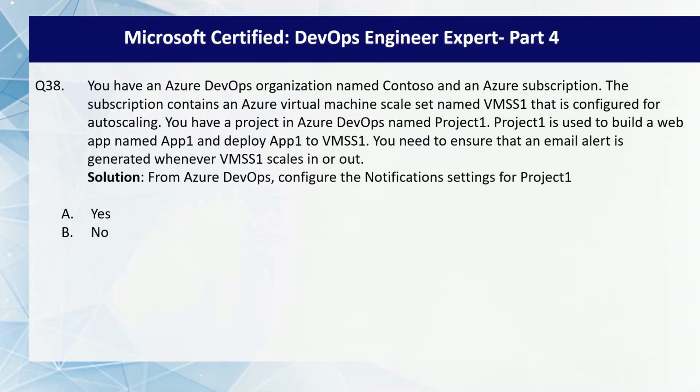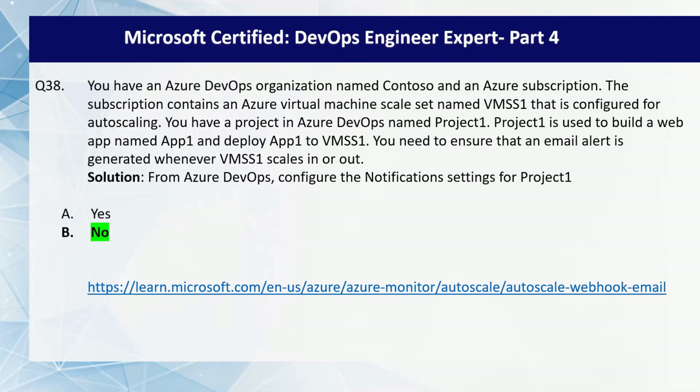And friends, this is the incorrect solution. To generate an email alert from VMSS scaling events, you need to configure an Azure Monitor alert with a condition based on autoscale actions. As always, there is a link on your screen. Go through the link to understand how to implement autoscale webhook email configurations.